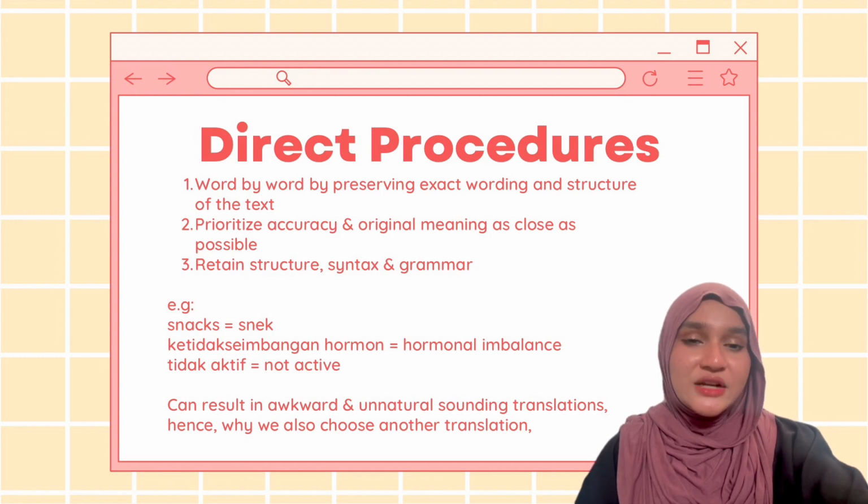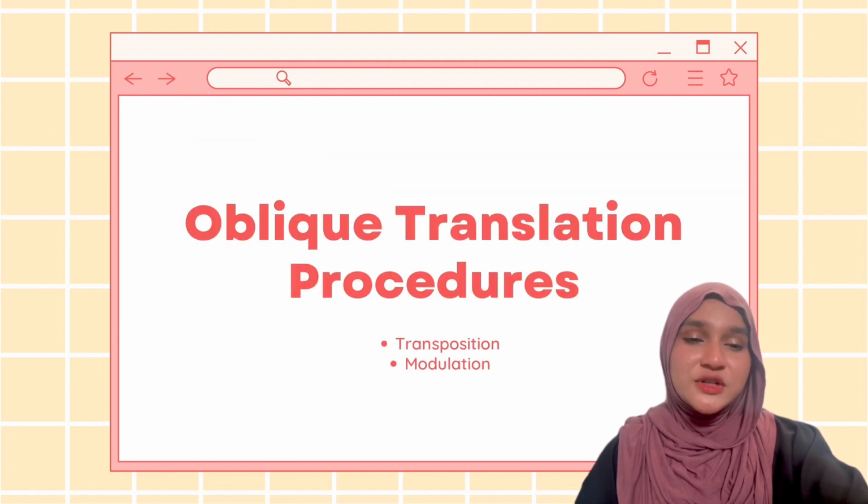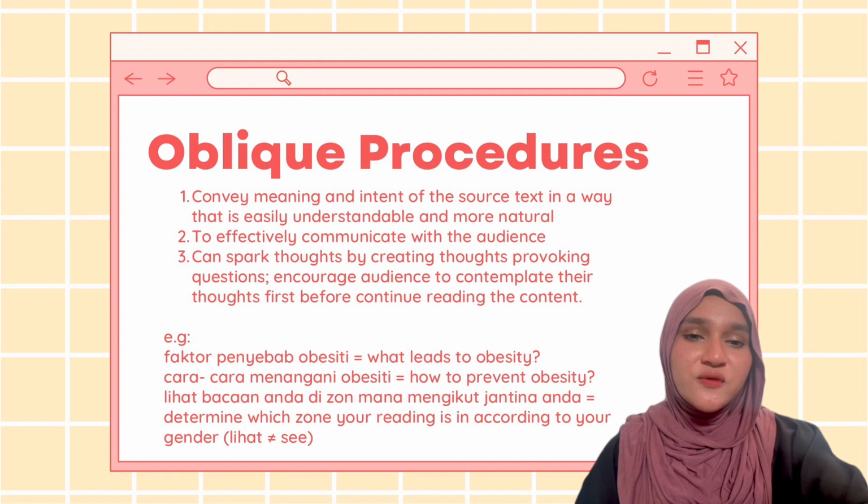However, it can result in awkwardness and unnatural sounding translations. So we also use oblique translation procedures. For this procedure, we choose transposition and modulation translation as both of them focus on conveying meaning and intent of the source text in a way that is easily understandable and more natural. We use this to effectively communicate with the audience.